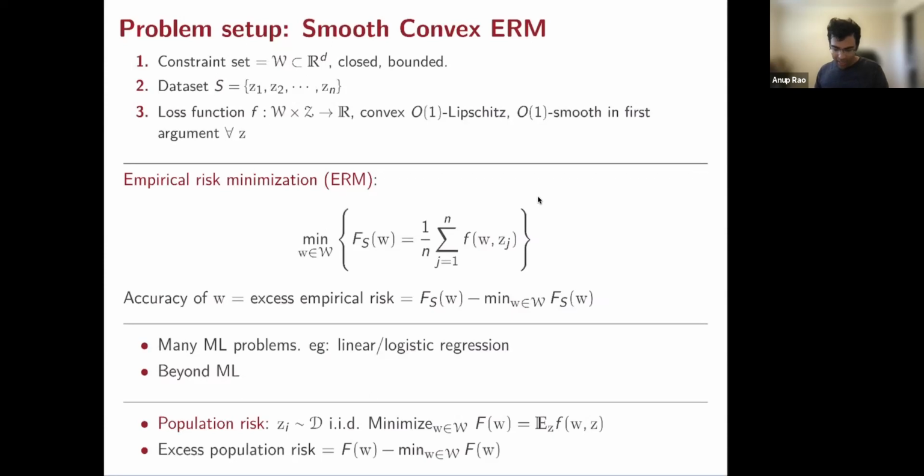And another closely related notion is the population risk minimization, where instead of summing over n data points, the data points are usually assumed to be sampled uniformly from some underlying distribution D. We take the expectation over Z. So we have this f of W, Z, and we take the expectation over Z. And that gives the population risk function f of W, and we want to minimize that. And we similarly define what excess population risk is.